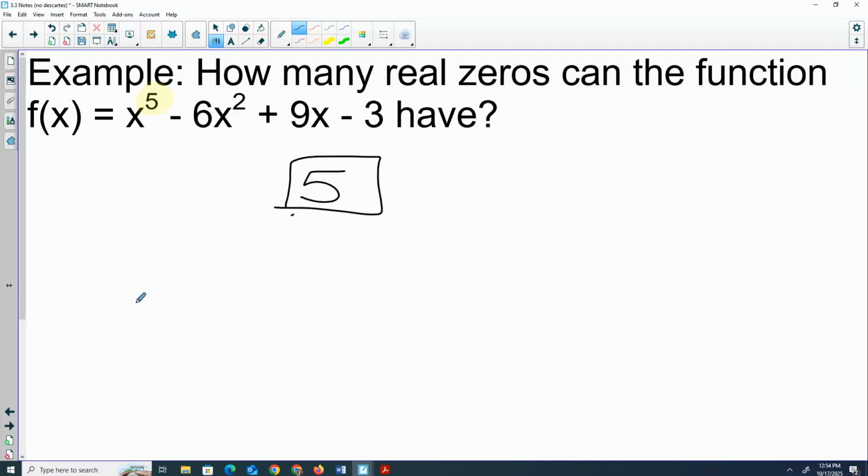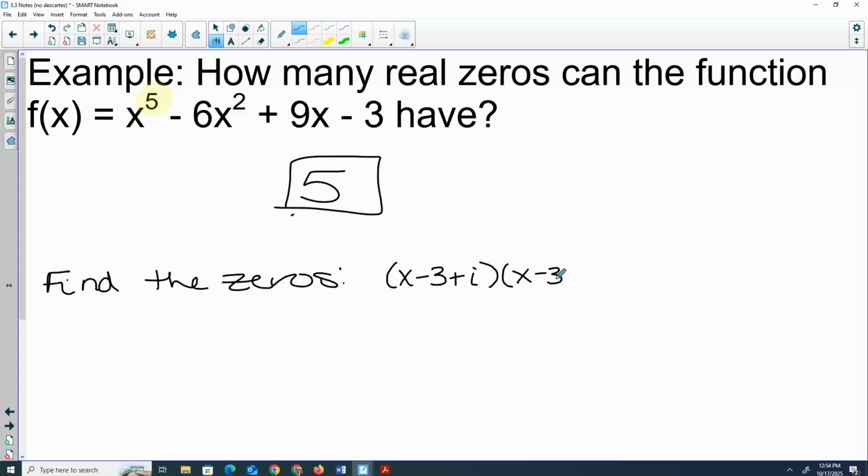All right. If I asked you to find the zeros, and I gave you something like this. What does it mean to find the zeros? So it doesn't matter. It's already factored for me. It doesn't matter if I have i's in it.